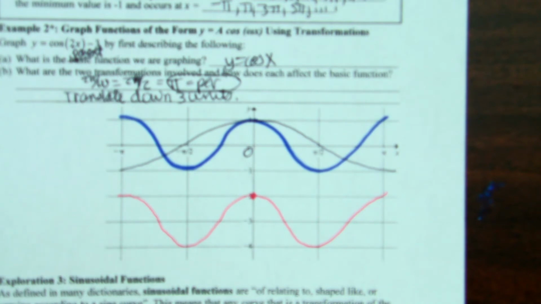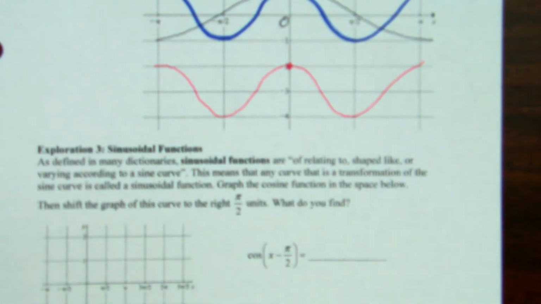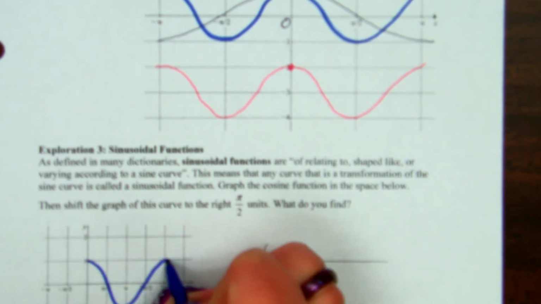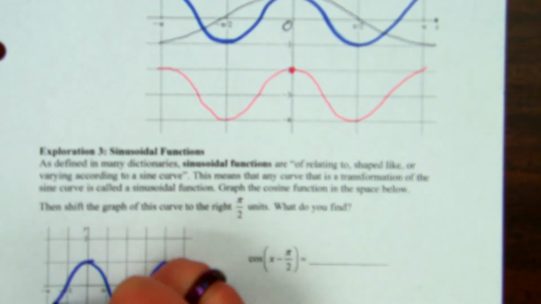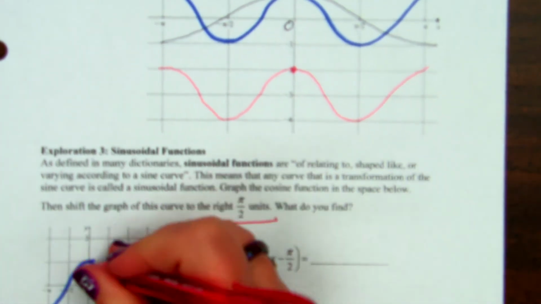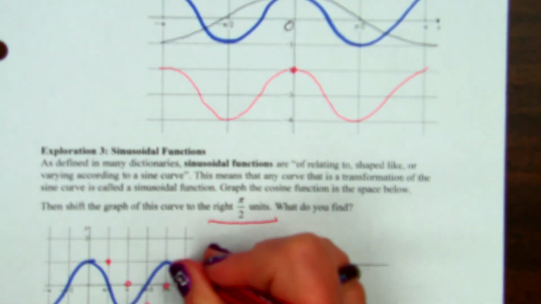So sinusoidal means it's a sine curve, and cosine curves are like sine curves, so sinusoidal curves is what they are. So we're going to graph cosine, right? And then we're going to move it pi over 2 to the right and see what happens.